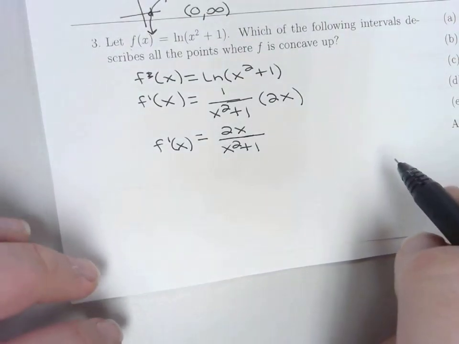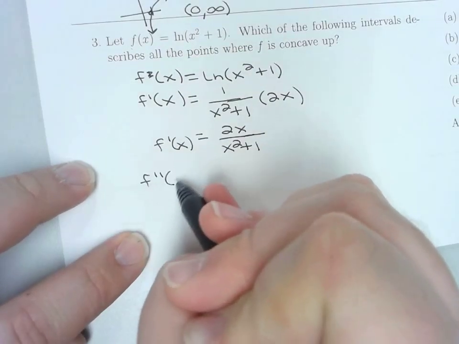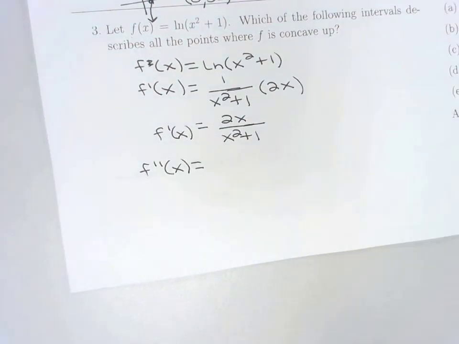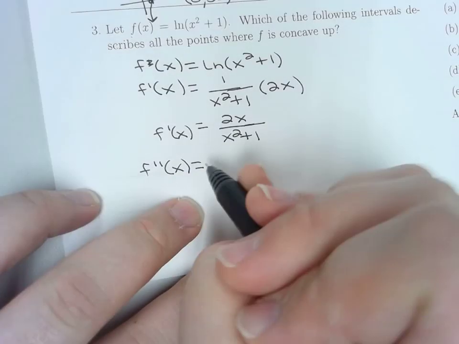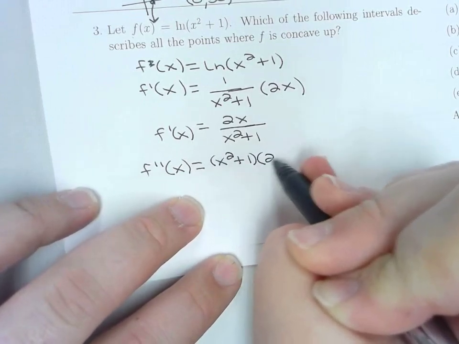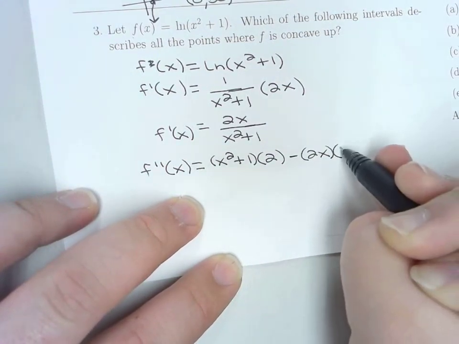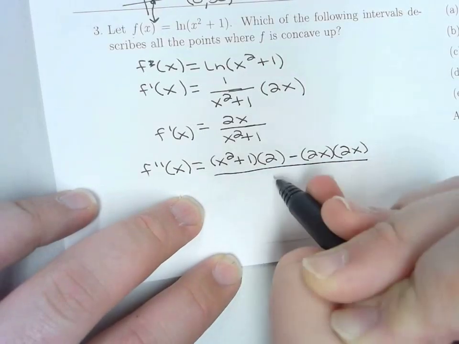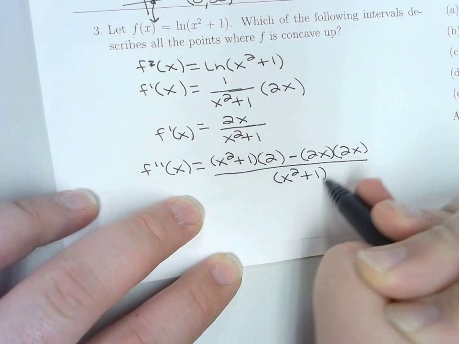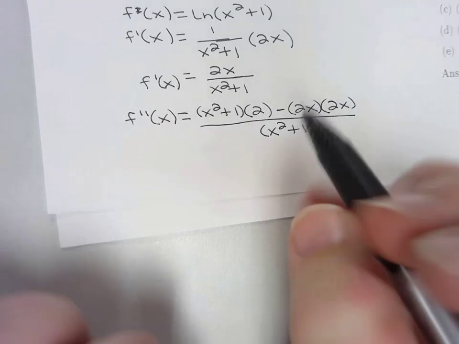Quotient rule. I want concavity, so I need to find the second derivative. So we are going to have to use a quotient rule. You can't divide. There's not a monomial on the bottom, so I can't divide, I can't factor, or cancel out. So you're just going to have to do quotient. So low, x squared plus 1, d high, 2, minus high, 2x, d low, 2x, all over the square of what's below, x squared plus 1 squared. We don't usually factor out or FOIL the bottom. Just leave it like that.